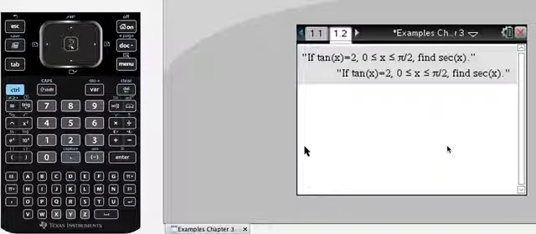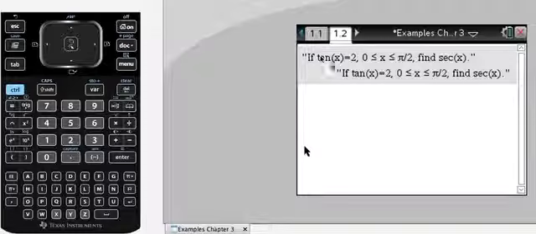So we're going to use the TI-Nspire to solve a trig equation, and this time x is in between 0 and pi on 2. To solve this equation, we're actually looking for sec of x. The first thing you have to remember is that sec of x is 1 over cos x. Remember to look for that third letter.